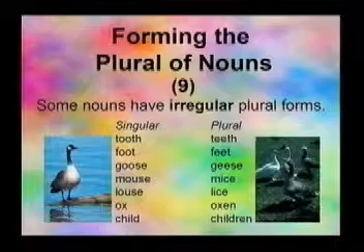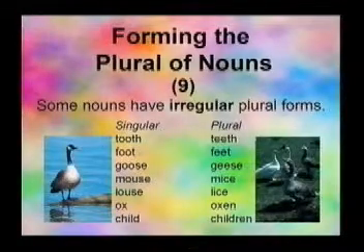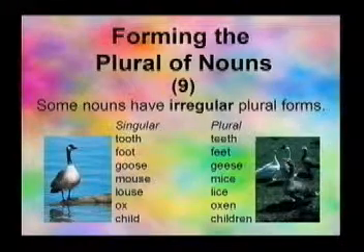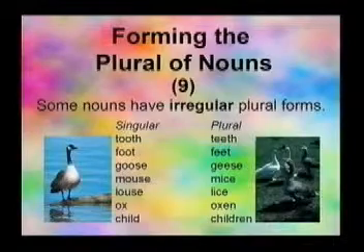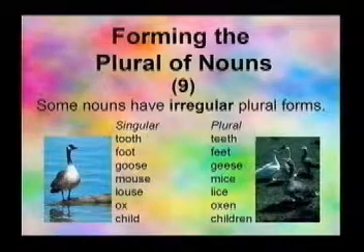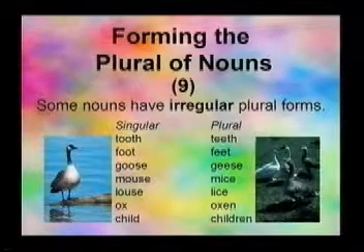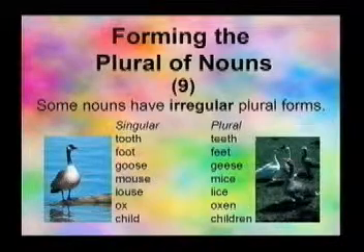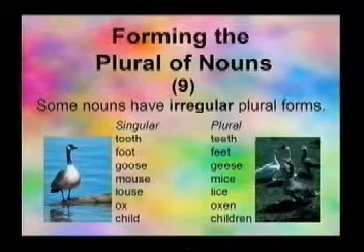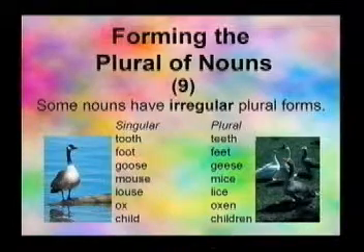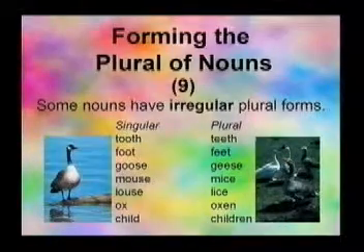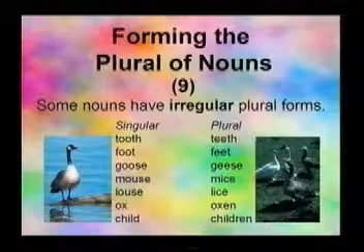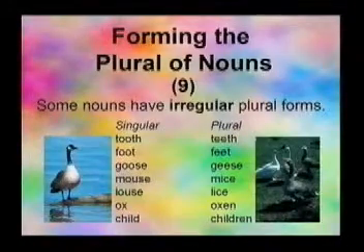Number 9. Some nouns have irregular plural forms. Examples: for singular, tooth; for plural, teeth; foot, feet; goose, geese; mouse, mice; louse, lice; ox, oxen; child, children. Number 10.